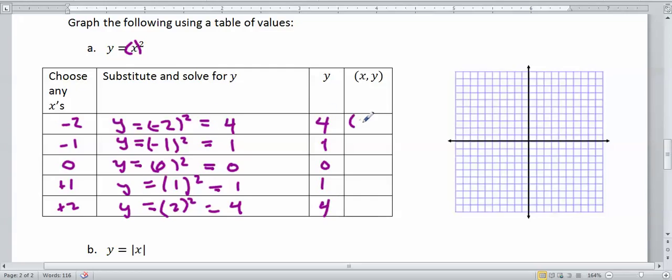So my points, I've got (-2, 4), (-1, 1), (0, 0), (1, 1), and (2, 4). These are the ordered pairs that I'm going to plot because they come from over here, right? (-2, 4), (-1, 1), (0, 0), (1, 1), (2, 4). All right, let's see what happens. So we've got -2 over, so start at the origin, back 2, up 4. Oops, went too far there.